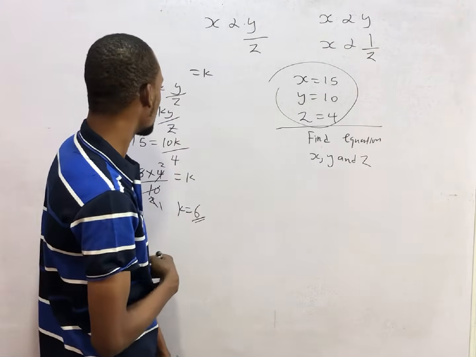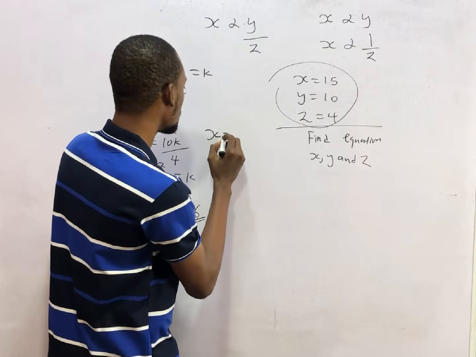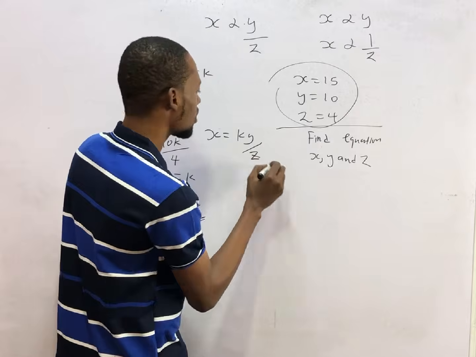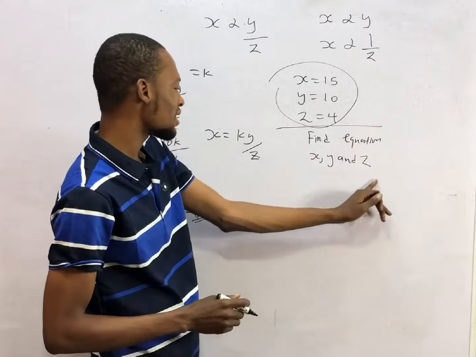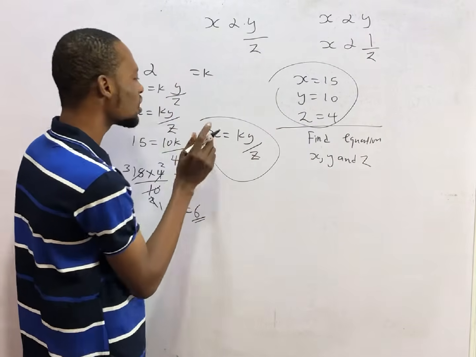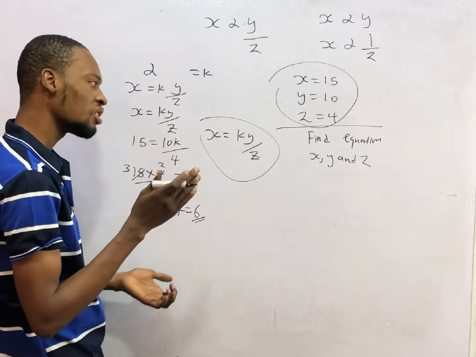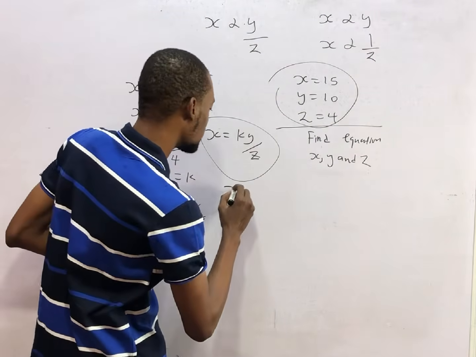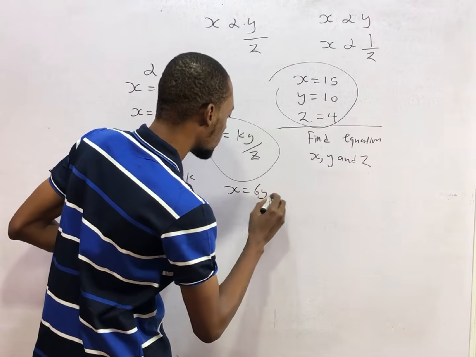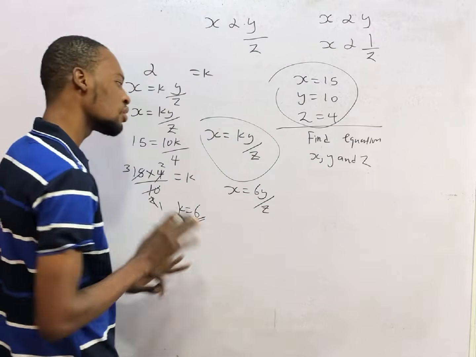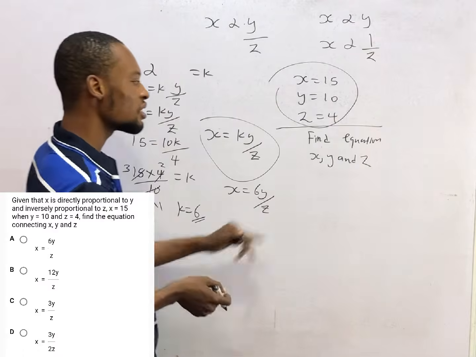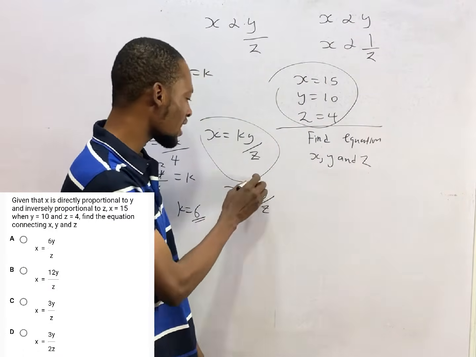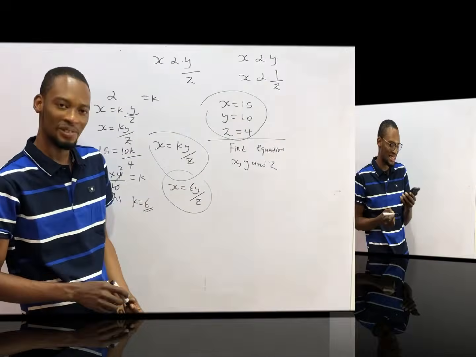If K is 6, from here, S is equals KY over Z. They say we should find the equation joining S, Y, Z. In all this formula, the only thing we know is K. We don't know S, we don't know Y, we don't know Z. Therefore, S is simply 6Y over Z. That is what we know. That is the equation joining S, Y, and Z. The equation joining S, Y, and Z is S equals 6Y over Z.